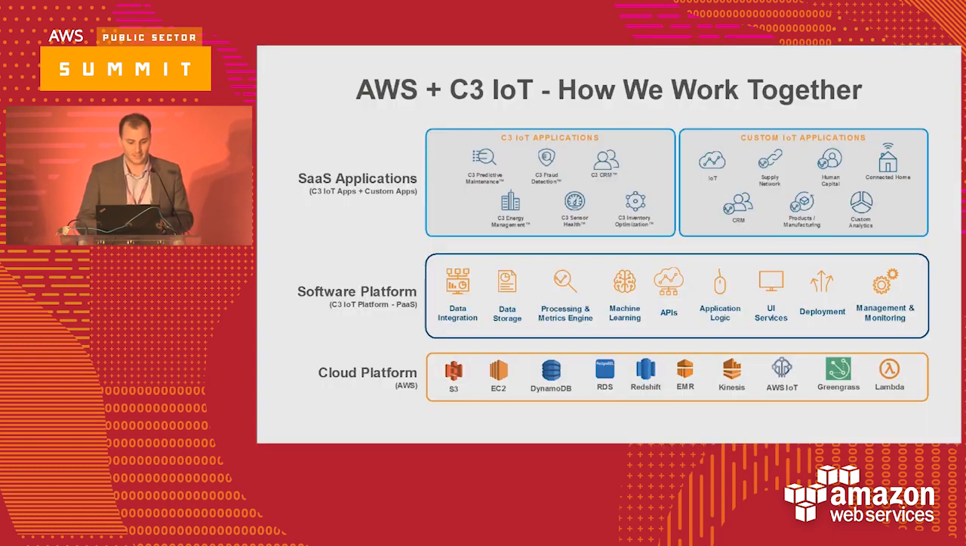So the way we do that is we actually started selling our own applications, which you can see on the top left corner. Predictive maintenance, fraud detection, sensor health, CRM. But quickly our customers started wanting to use our platform services to actually build custom applications that did things like inventory optimization, supply network risk, connected home.